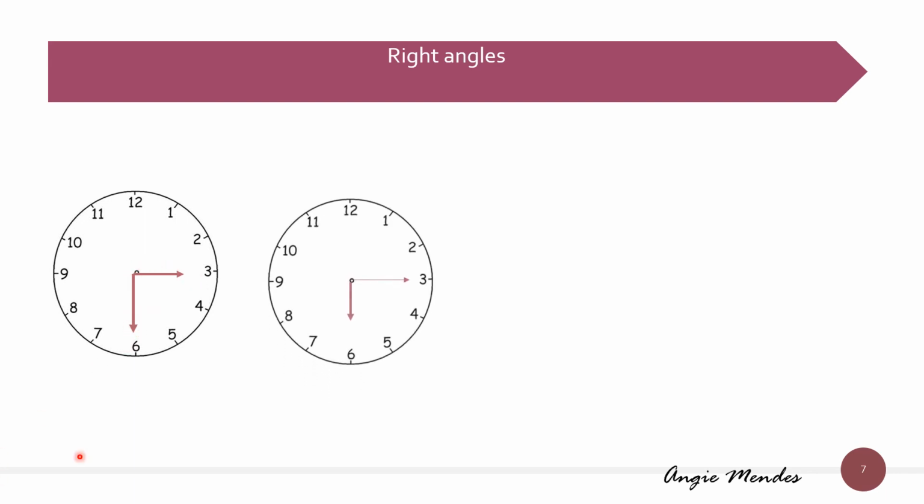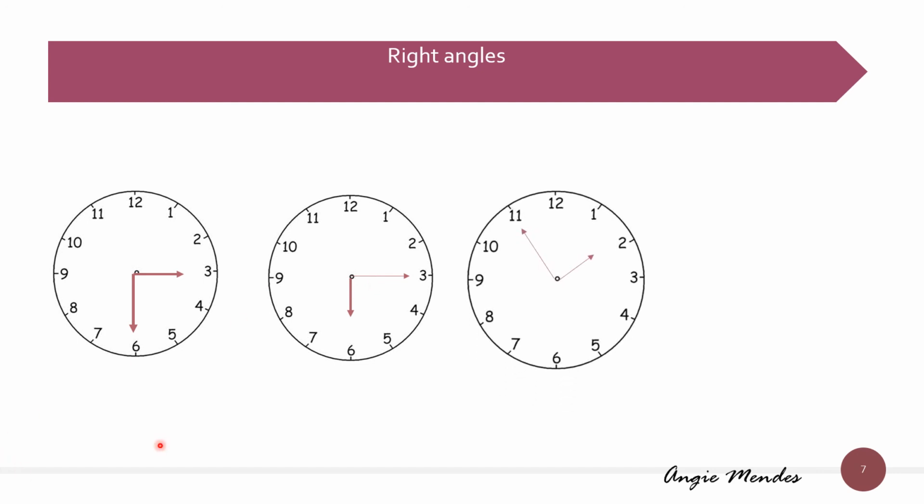What about this one? Is this a right angle too? Yes, it is. And what's the time? Look at the hour hand. It is at 6 and the minutes hand is at 3. So the time is 6:15. So we have a right angle at 6:15 too. What about this one? Is this a right angle too? The hour hand is at 2 and the minutes hand is at 11.